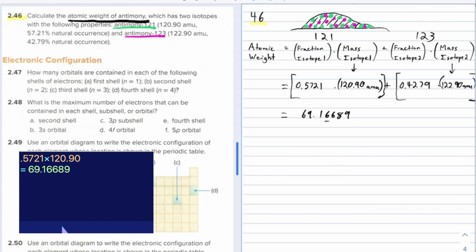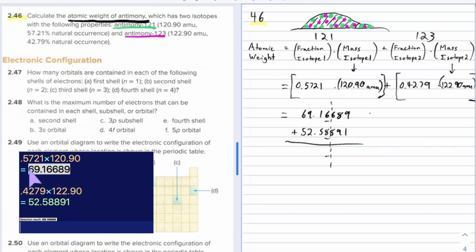So let's do this. That's going to be 0.4279 times 122.90, and that's going to be 52.58891. So here I'll line these up. Plus 52.58891. This would be rounded right there too. And so you can see from the sig fig rules that you should round right there. But let's go ahead and add everything up.